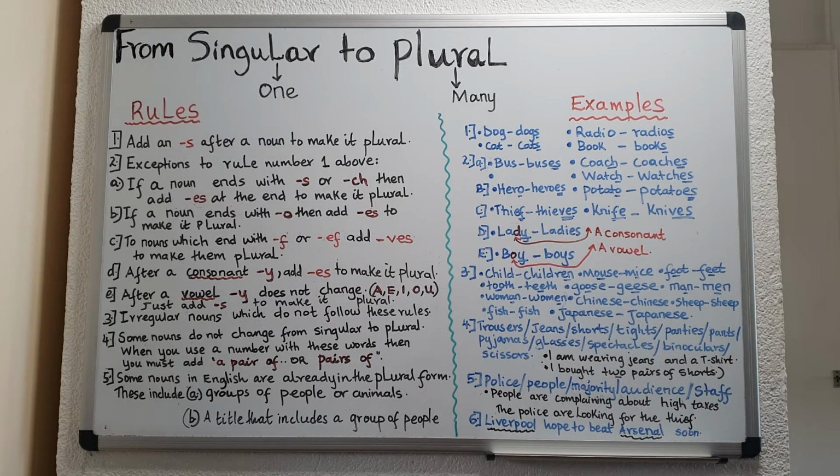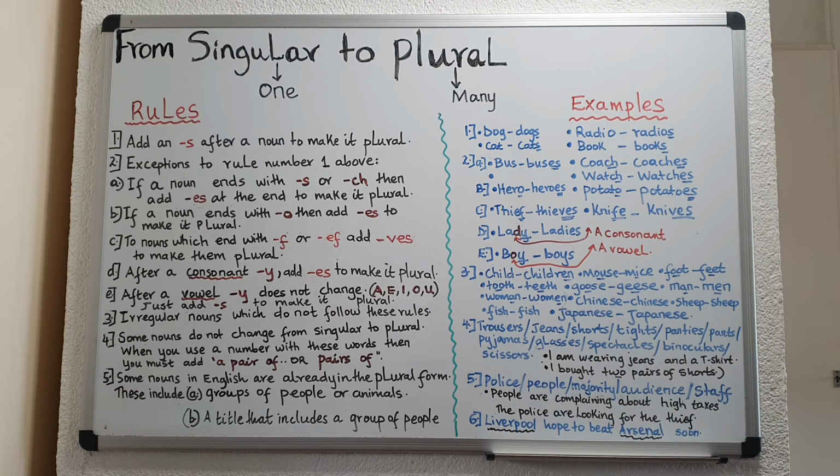In English, we have letters of the alphabet. And out of those letters of the alphabet, 5 of them are vowels. That is A, E, I, O, U. Those are vowels and the rest of them are consonants.